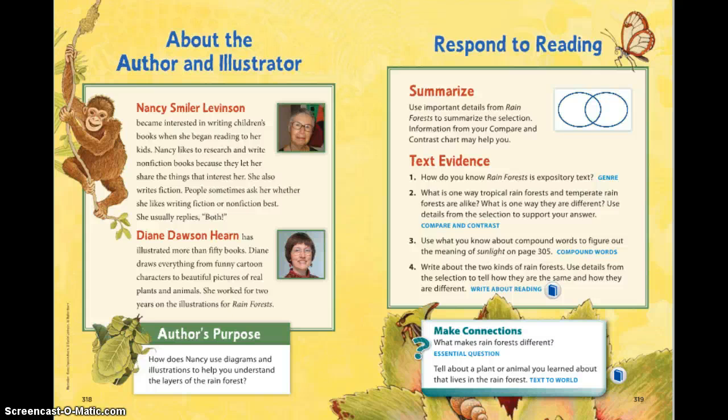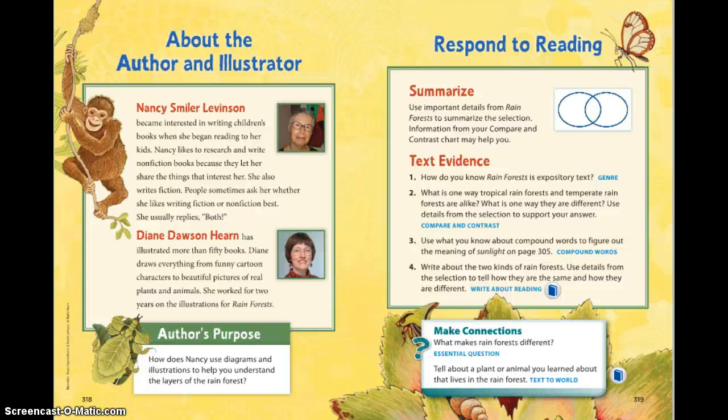Author's purpose. How does Nancy use diagrams and illustrations to help you understand the layers of the rainforest? Respond to reading. Summarize. Use important details from Rainforest to summarize the selection. Information from your compare and contrast chart may help you. Text evidence. Number 1. How do you know Rainforest is expository text? Number 2. What is one way tropical rainforest and temperate rainforest are alike? What is one way they are different? Use details from the selection to support your answer.